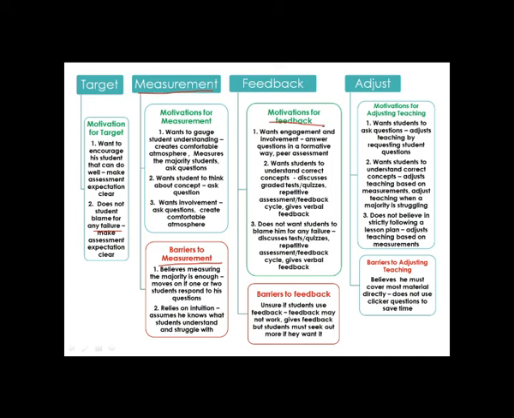If we blame them, then they could not continue in this cycle. Where we can discuss tests, quizzes, repetitive assessment and feedback cycles, give verbal feedback. What happens when the barriers come to feedback? Unsure if students use feedback. When we are not sure the students are getting proper feedback, the feedback may not work. Gives feedback, but students must seek out more if they want it.